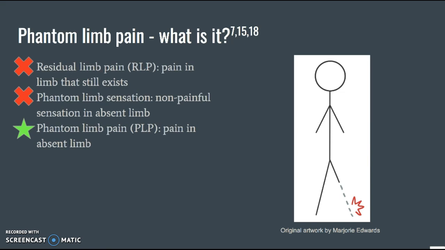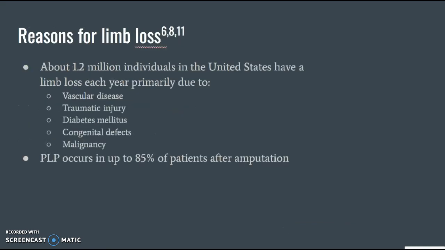Phantom limb pain is distinct from residual limb pain, which is pain in the limb that still exists. It is also distinct from phantom limb sensation, which is non-painful sensation in the absent limb. Phantom limb pain is specifically pain in the limb that is no longer there.